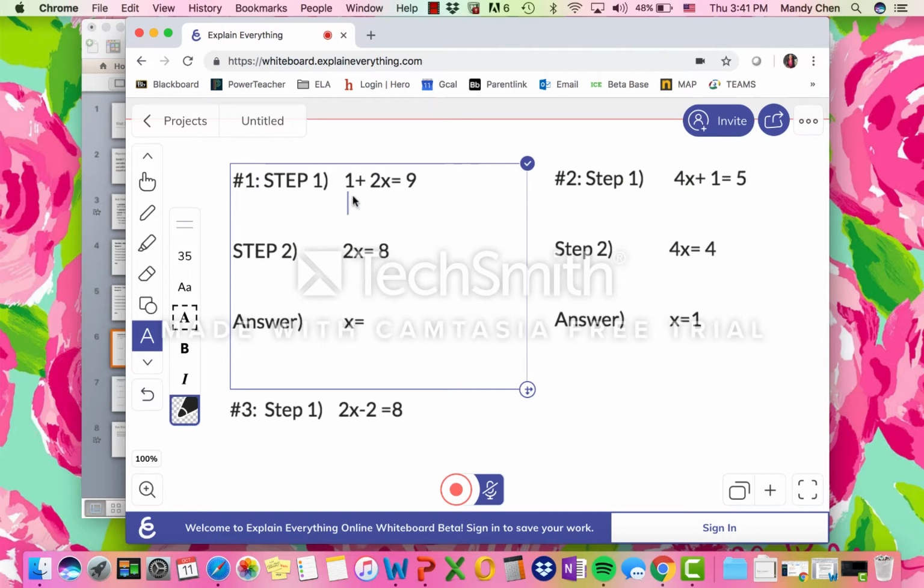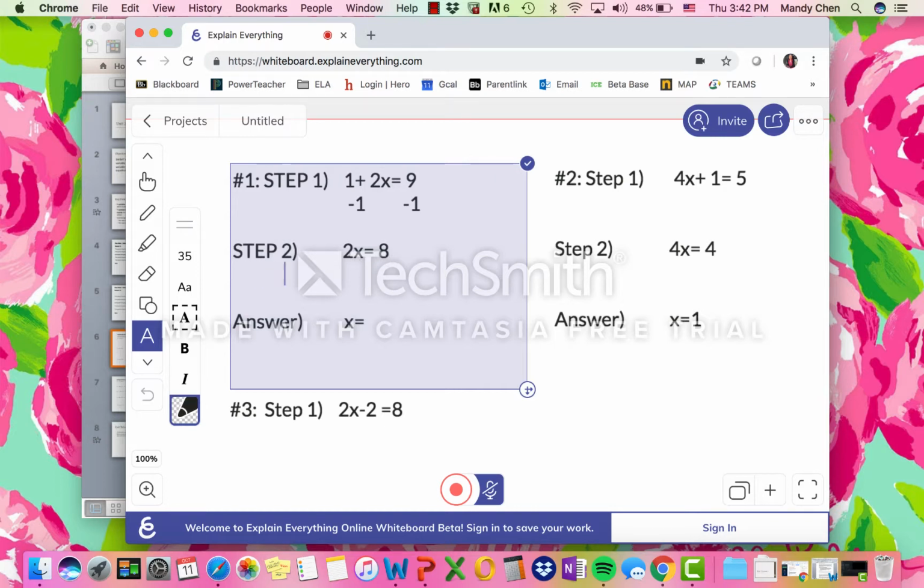Starting off, we have 1 + 2x = 9. Thinking about what we have to do first, we have to subtract 1 from each side. Going ahead on our whiteboard, we're going to do that right now. I'm going to subtract 1 and subtract 1. As you can see, 1 minus 1 cancels out, and then 9 minus 1 gives us 2x = 8. So as you can see, I did my first step right.